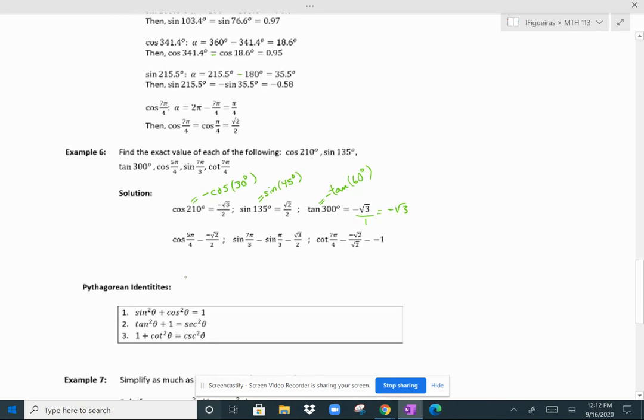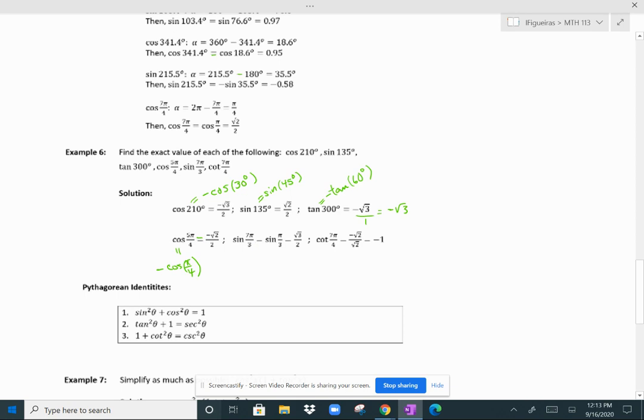Okay, now let's do one with radians. So cosine of 5 pi over 4. 5 pi over 4 is in quadrant 3. So if you were to find the reference angle, this is going to be the negative of the cosine of pi over 4. And I know it's negative because cosine is negative in quadrant 3. So here, this would be negative root 2 over 2.